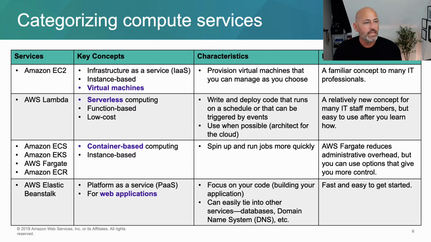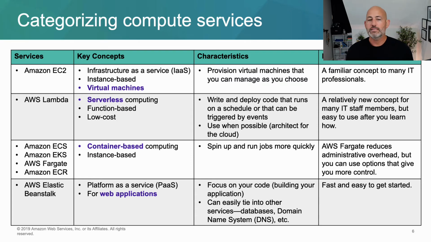So basically, in terms of categorizing compute services, we have Amazon EC2. This would be infrastructure as a service, so lower level. This would be instance-based virtual machines. We also have the ability to provision virtual machines that you can manage as you choose. And it's a familiar concept to many IT professionals. So EC2 is really like maybe the first thing you'd reach for in terms of compute.